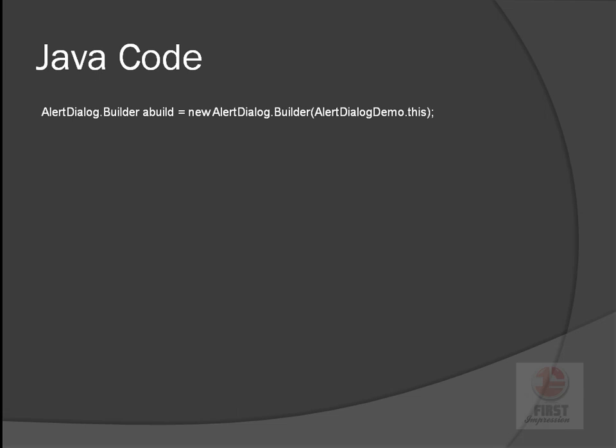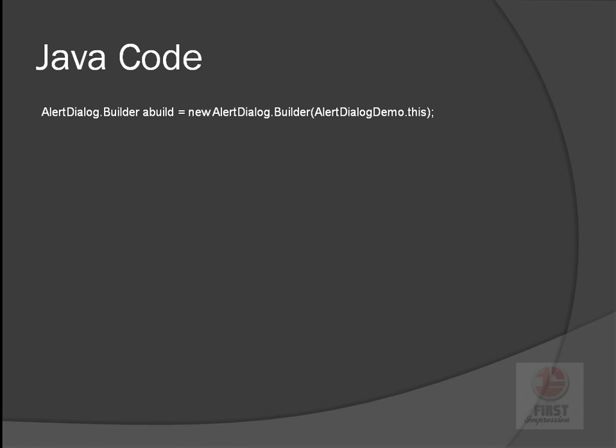Inside the on-click listener, we have to do step 1, that is building the dialog. To build the dialog, you have to say AlertDialog.Builder, that is your builder class. abuild is the object of AlertDialog.Builder equals new AlertDialog.Builder. This will create a new object. Inside the bracket, you have to pass the context of the application. In our case, the context will be MainActivity.this. In the slide, the activity name was AlertDialogDemo, so we had AlertDialogDemo.this, but in our case we'll have MainActivity, so we'll say MainActivity.this.